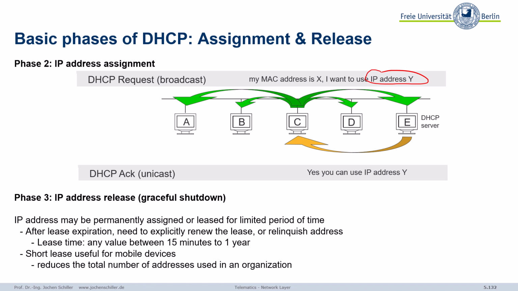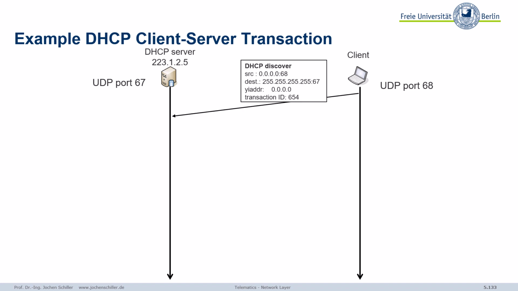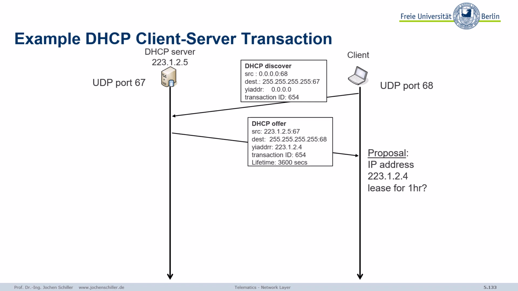Okay, so how does this interaction work? On the left-hand side, we have the DHCP server and we have a client. There are also well-known ports for DHCP. First of all, the client has to say DHCP Discover. I broadcast to everyone that I'm looking for an IP address. Now one or more servers can answer and say, okay, look, that's me.